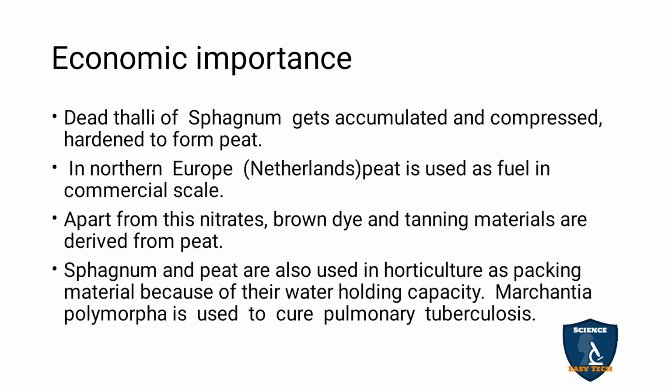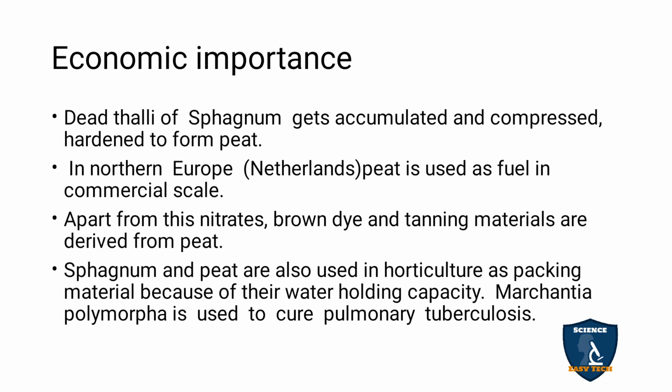Next is the economic importance. Dead thallus of Sphagnum accumulates, is compressed and hardened to form peat. Peat is a fossil form. So the dead portion of Sphagnum becomes peat. In northern Europe, that is the Netherlands, peat is used as a fuel on a commercial scale. So peat is used as a fuel like petrol, kerosene, diesel, even like coal also.